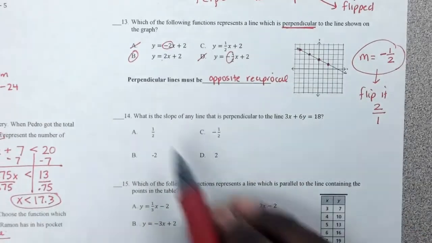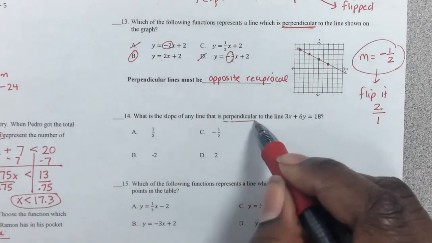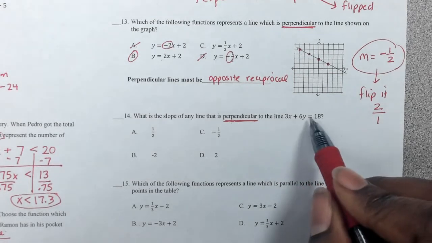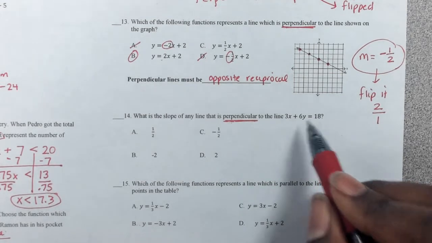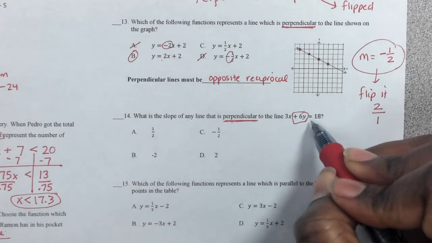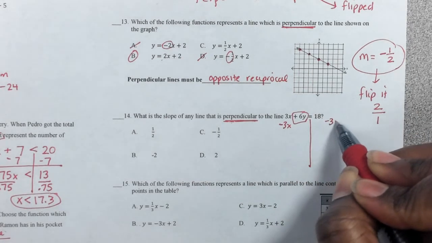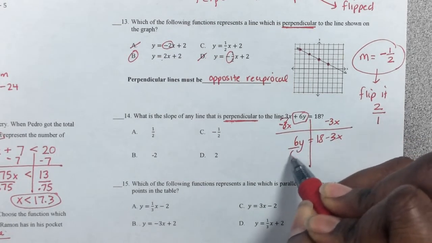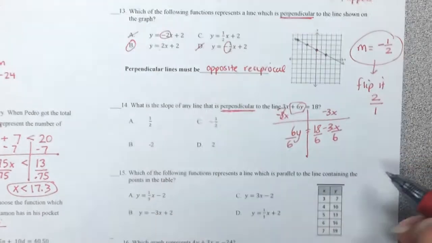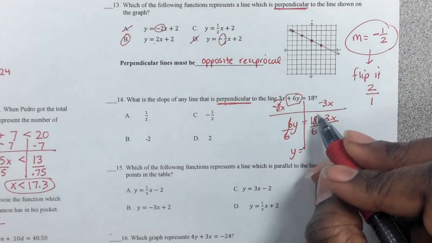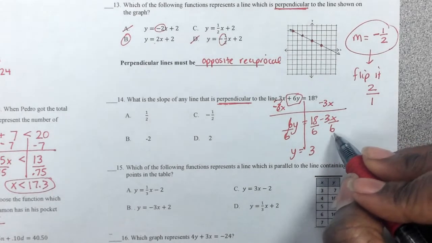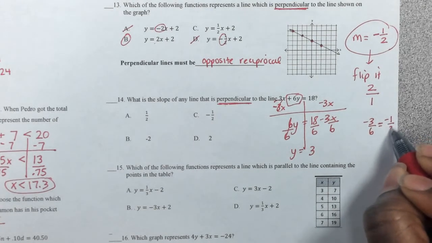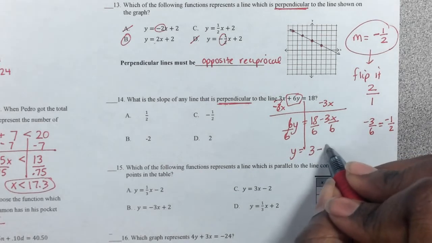Okay? This says, what is the slope of any line that is perpendicular? Once again, they're talking about perpendicular to this one. You cannot find the slope that's perpendicular until you get it in slope-intercept form. So steps again: box the y, move the opposite of x over here. 6y equals 18 minus 3x, divide everything by 6. So y equals 18 divided by 6 is 3. Negative 3 over 6 should be reduced to negative 1 over 2. So that's negative 1 over 2x.